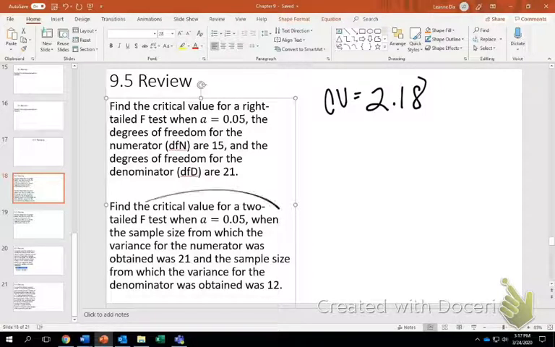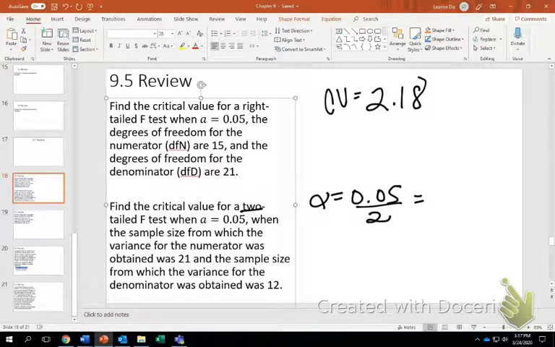It says find the critical value for a two-tailed test when alpha equals 0.05 and when the sample size from which the variance for the numerator was obtained was 21 and the sample size from which the variance for the denominator was obtained was 12. Okay, so there's a couple of things going on right here. The first thing is that we have a two-tailed test. Anytime you have a two-tailed test, you need to take your alpha and divide it. So our alpha is really going to be 0.025.